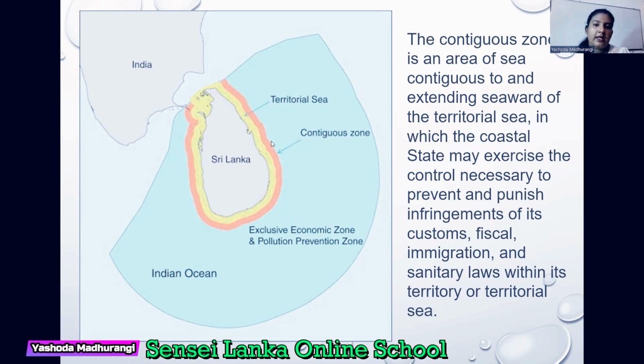So, dear children, territorial sea is given in yellow color here. In orange color, contiguous zone is there. It is not ours. Territorial sea is ours. Contiguous zone is not ours. But if any legal action is happening, we can take actions there. That is contiguous zone. Look at the picture, you can understand it.